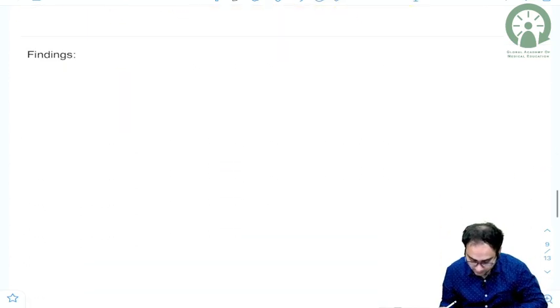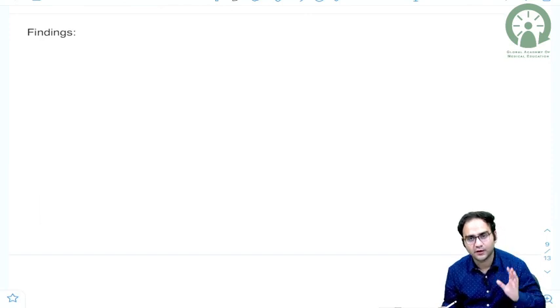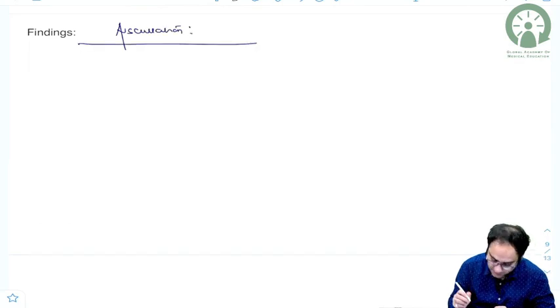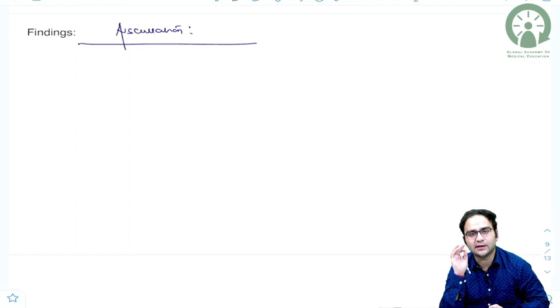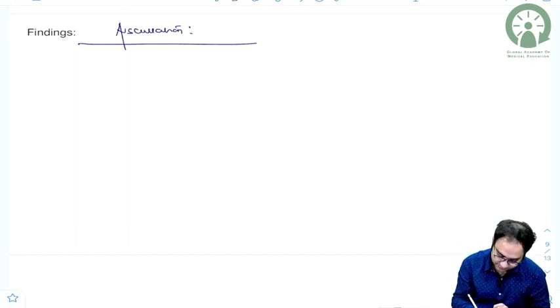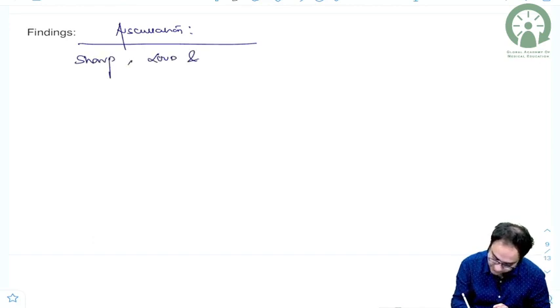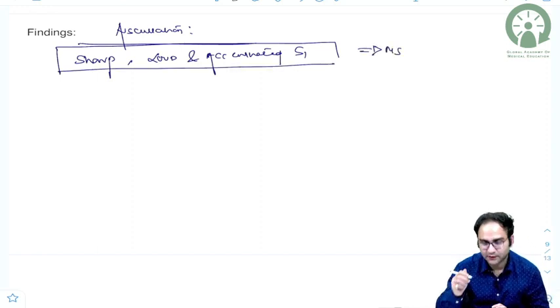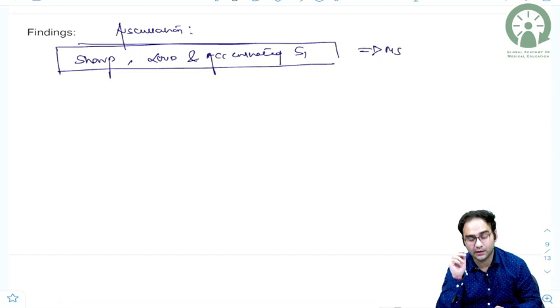Now, let's move on to the next part, which is the hot favorite of everyone, the auscultation. So, what will you get in auscultation? The S1 in MS is loud. What we get in MS is a sharp, loud and accentuated S1. That is a classical feature of MS, that the S1 is loud.